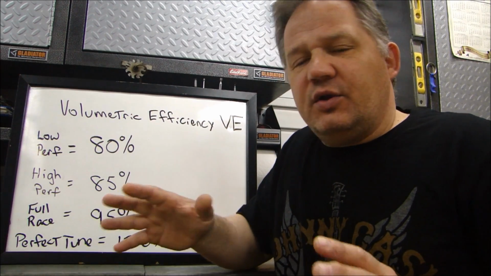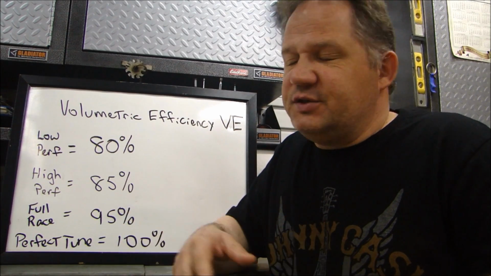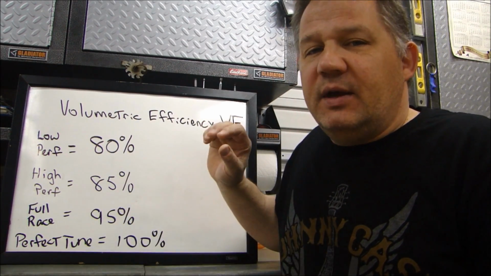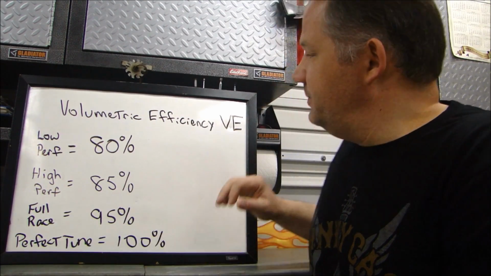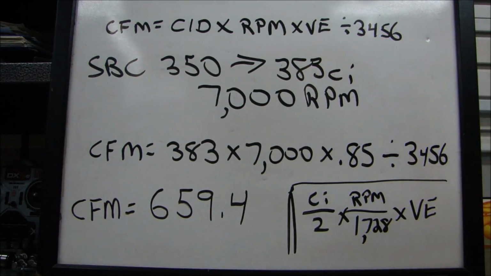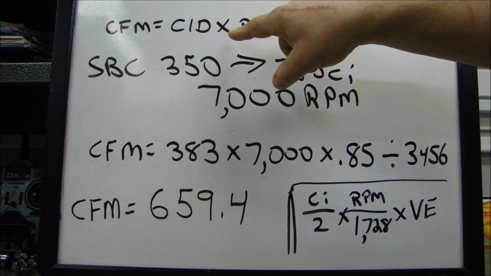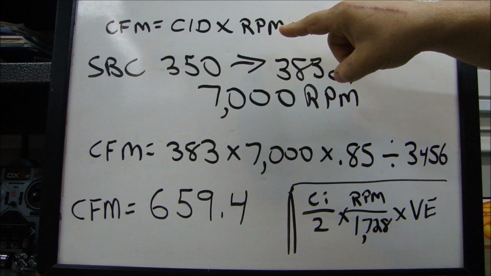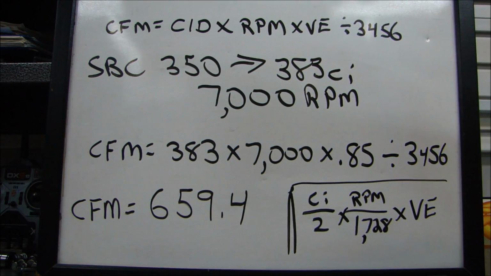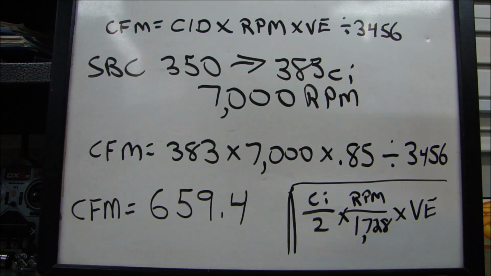So don't cut hairs and try and decide, well, if I get this manifold, can I get better efficiency? Just keep it general, because for the formula we're going to go through next, all you need to know is general volumetric efficiency. Okay, so here's our formula. CFM equals the CID, or the cubic inch displacement, times the RPM at which max torque is achieved, so you need to know the RPMs, times your volumetric efficiency, divided by 3456.